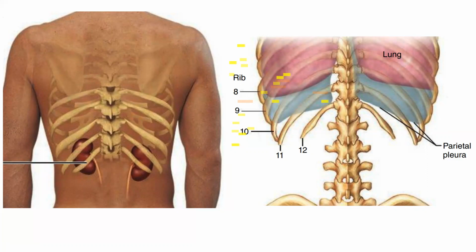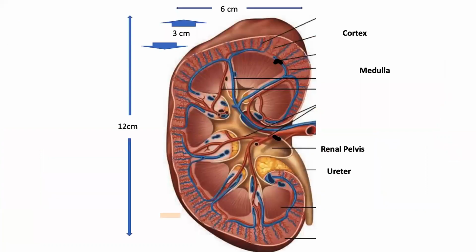And let's go to the size of the kidney. So those who have been in the lab, we know the size of the kidney might be just about the size of our fist, but in terms of measurement, the AP diameter is 3 centimeters, the lateral diameter is 6 centimeters, and the vertical dimension is 12 centimeters. And it's easy to remember, 3, 6, and 12.